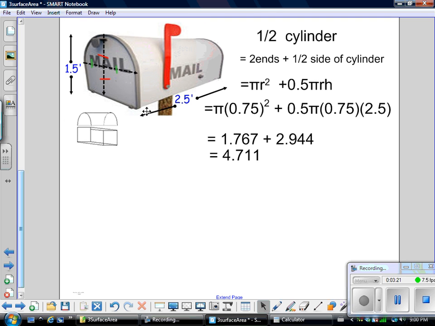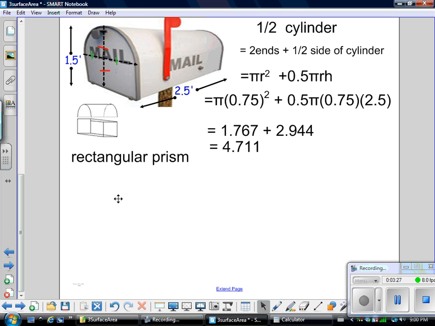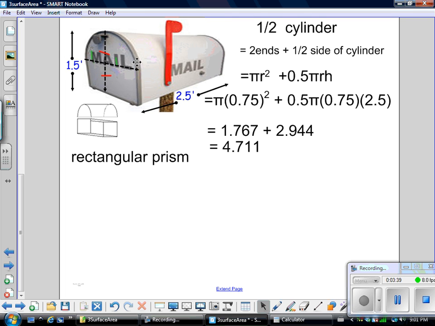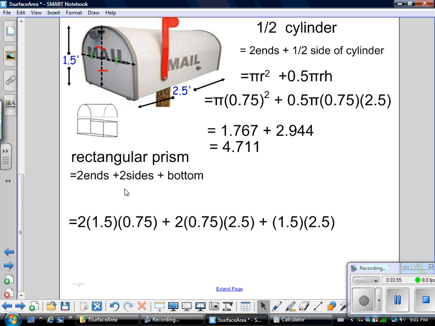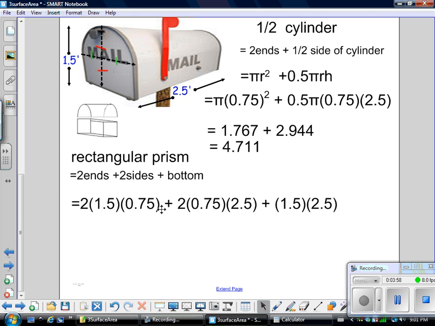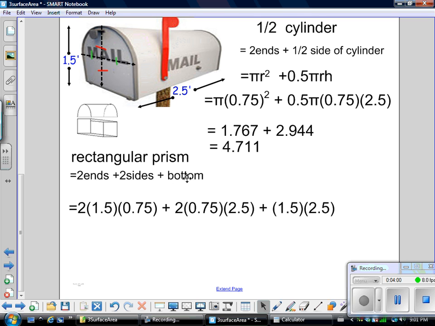Now we also talked about the bottom part of the mailbox being a rectangular prism. For the surface area of a rectangular prism, I'm not concerned with all six sides, because the top of the rectangular prism is covered by the half cylinder. So I have to take that into consideration. I have two ends, two sides, and a bottom. I don't have the top. My two ends are rectangles, my two sides are also rectangles, and my bottom is a rectangle.